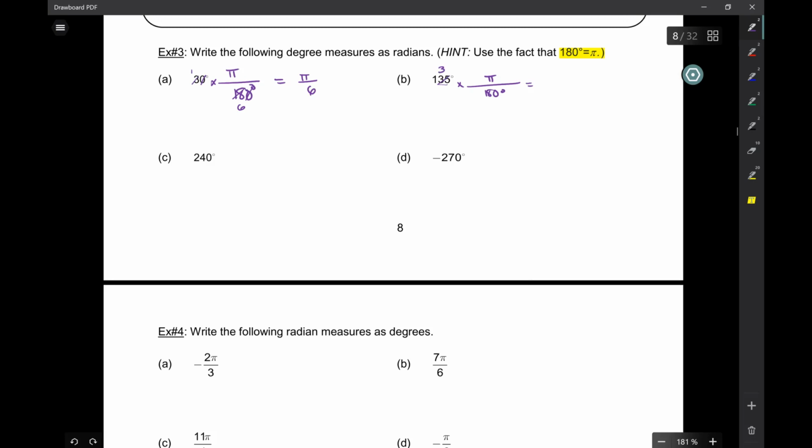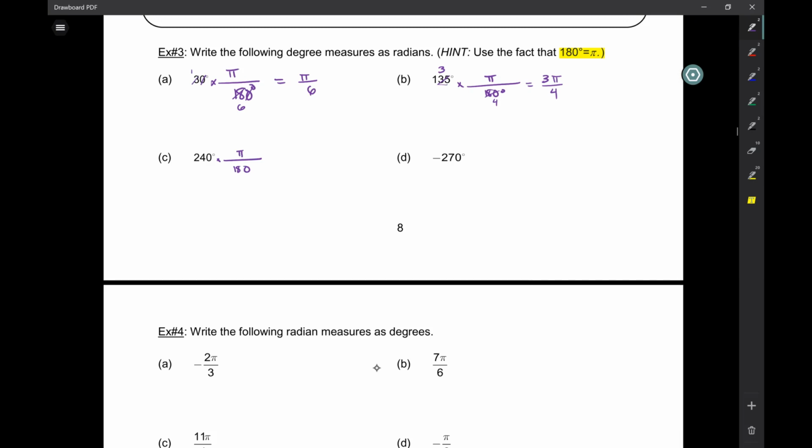So we're going to get a 3 here and a 4 here. So this is 3 times pi over 4. Usually that's how we write it. I know somebody's going to ask me, well, can you say 3 over 4 times pi? You can. It's just convention to write it this way. So times fraction bar, degrees on top, it goes on the bottom, pi goes on top.